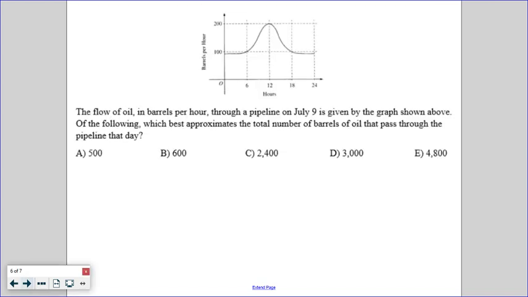All right. On our next one, doing a visual representation of our rate of change, it says the flow of oil in barrels per hour. So we're looking at a graph here of barrels per hour through the pipeline on July 9th given by the above graph. So we are looking at the rate of change graph, or the velocity graph, if you will, in barrels per hour. Of the following, which best approximates the total number of barrels, which would be the area under the curve. Now, notice it does say approximates. We're going to be estimating here. We don't really have a function to work with. And so area under the curve is going to come from our best estimate here.